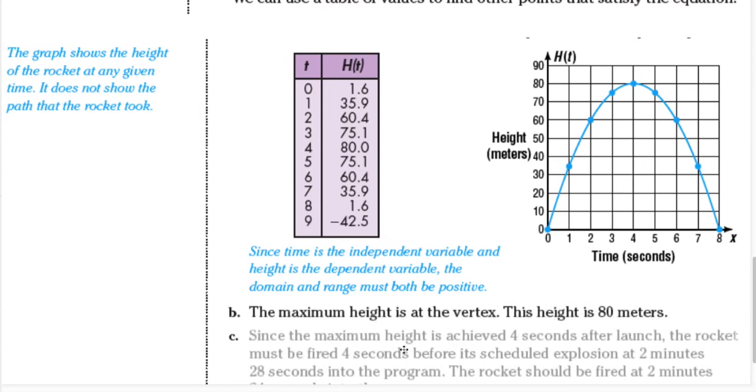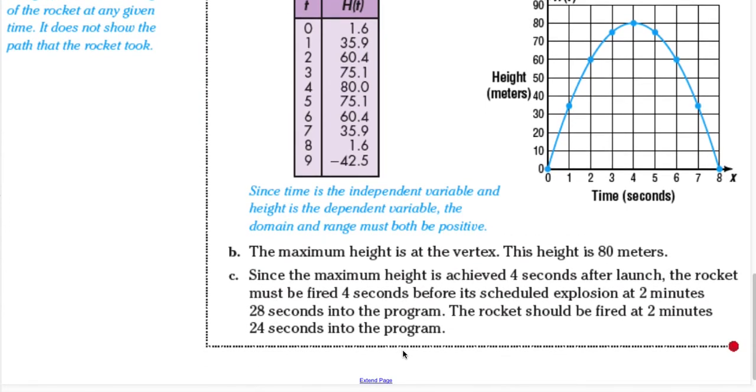In letter C, since the maximum height is achieved 4 seconds after the launch, the rocket must be fired 4 seconds before its scheduled explosion at 2 minutes 28 seconds into the program. The rocket should be fired 2 minutes 24 seconds into the program, because at 4 seconds it will reach its maximum height. So we need to fire the rocket 4 seconds earlier so that it will explode at its maximum height of 80 meters. I hope that makes sense.